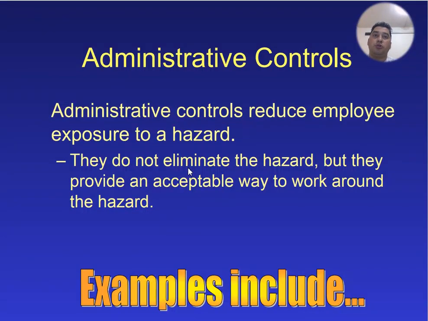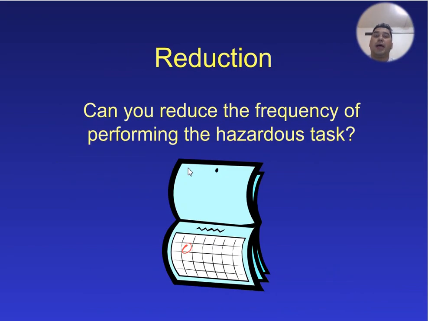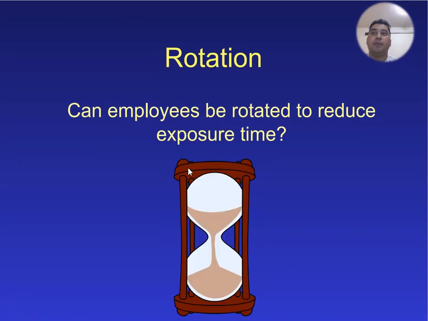Administrative control. Administrative controls reduce employee exposure to a hazard. They do not eliminate the hazard, but they provide an acceptable way to work around the hazard. So administrative control can be used. Administrative control includes reduction. Can you reduce the frequency of performing the hazardous task? Maybe you are doing that hazardous task 6 or 7 times in a day. Can we reduce that to 2 times or 1 time in a day? So that we have to look at also.